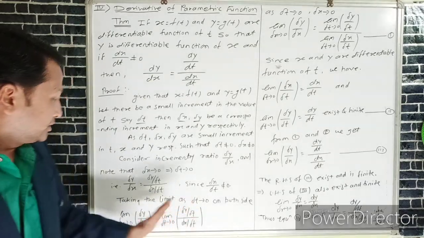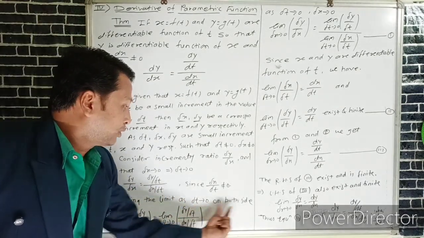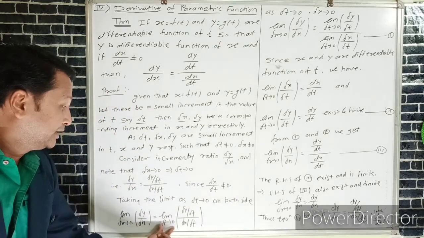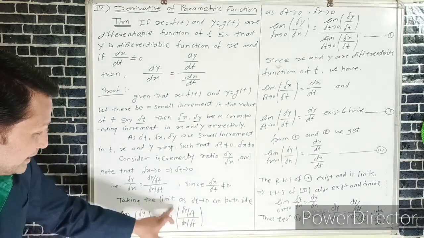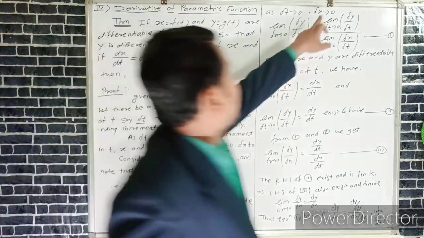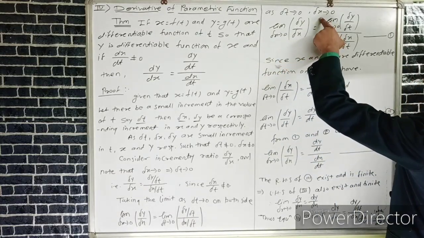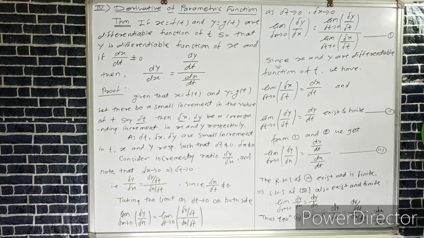Taking the limit on both sides, as del t tends to 0, we can write the limit as del x tends to 0 of del y upon del x is equal to the limit as del t tends to 0 of del y by del t upon del x by del t. If we separate the limit for numerator and denominator, we can write limit del x tends to 0 of del y by del x equals limit del t tends to 0 of del y by del t upon limit del t tends to 0 of del x by del t.